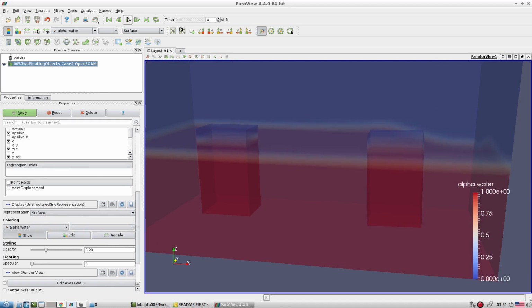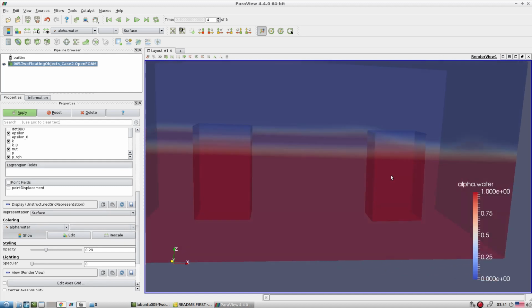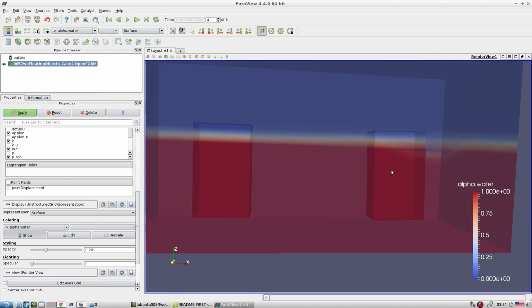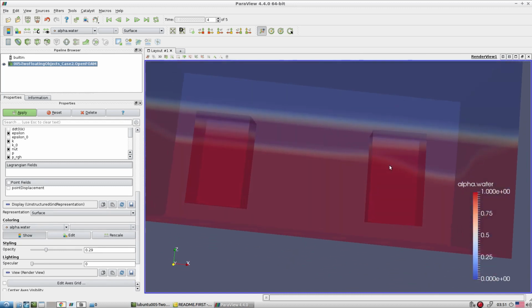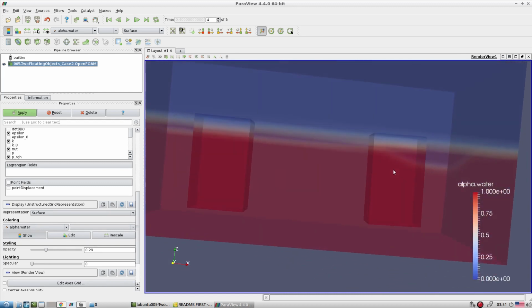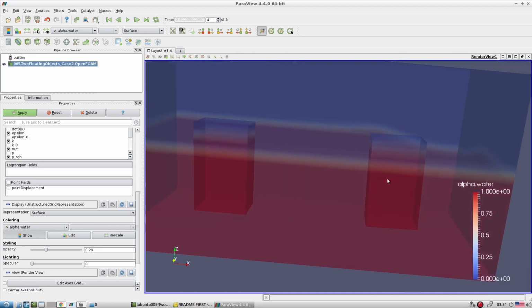Because in the previous case we had a combined effect at a time. All the forces combined were taken into account for the rigid body motions, but here each individual object, depending on its characterization within the flow, will try to move accordingly. So that is the difference we have.